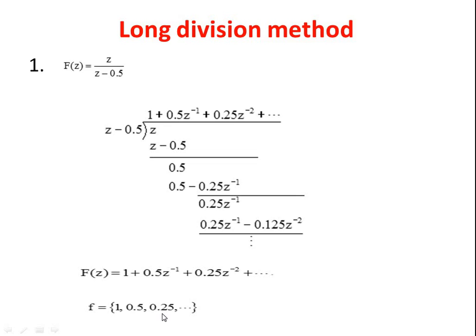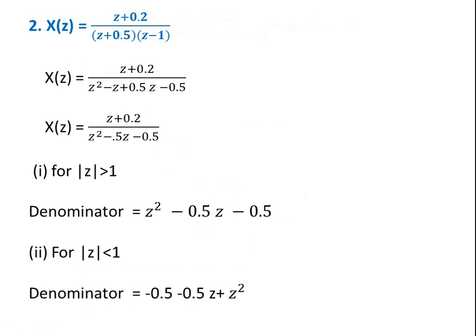Another important thing we have to keep in mind while using this long division method is that, with respect to the region of convergence, we have to change the order of the dividend. So let's check these conditions in another example. Here we have one question: x of z is z plus 0.2 divided by z plus 0.5 into z minus 1.